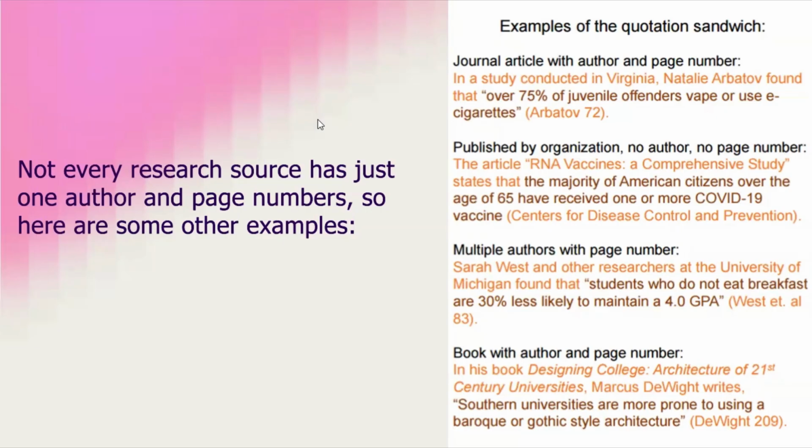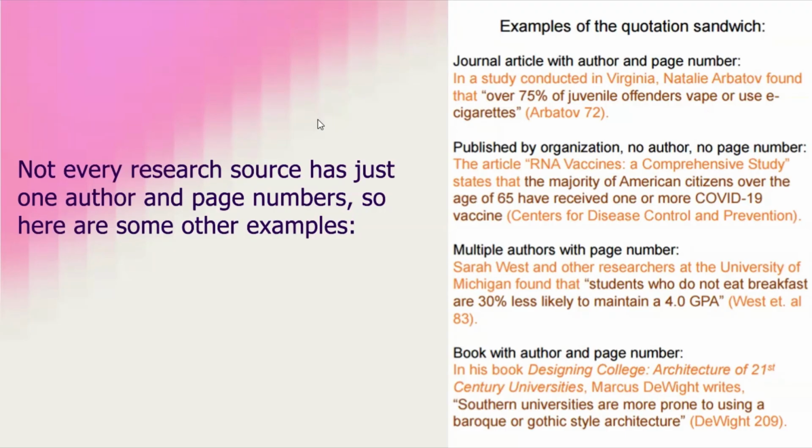So what about if it's published by an organization, so it doesn't have an author and it might not have a page number? This happens a lot of the time when you are working with a government organization or a publicly funded organization. They often publish studies or articles that so many authors have worked on that they publish it under the group's name instead of one particular author. So this example uses the CDC, or Centers for Disease Control and Prevention. The same applies for things like the World Health Organization, Federal Bureau of Investigation, things like that, right?